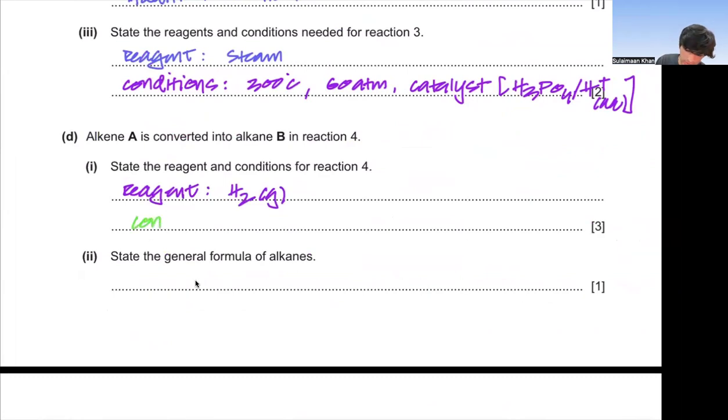What is the condition for it? The conditions are: you need a catalyst, which is nickel, solid. And what is your other condition? That's heat, up to 200 degrees Celsius, or a temperature of 200 degrees Celsius. 100 to 200, you can write any of them. So that's the 3 marks: one for this, one for this, one for this.